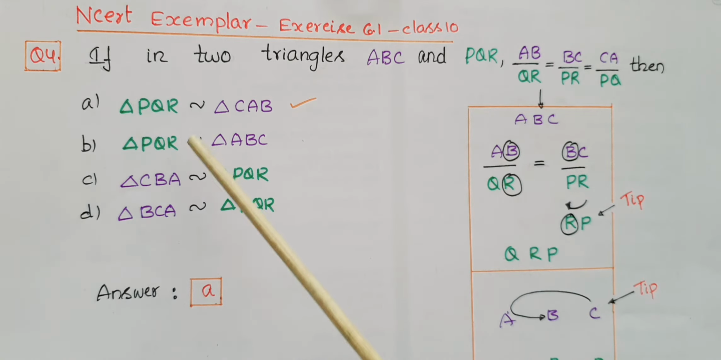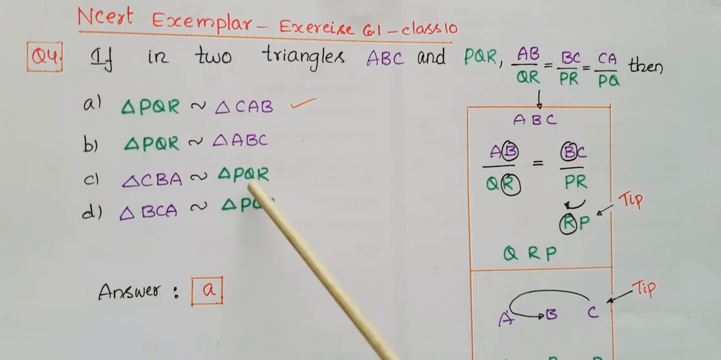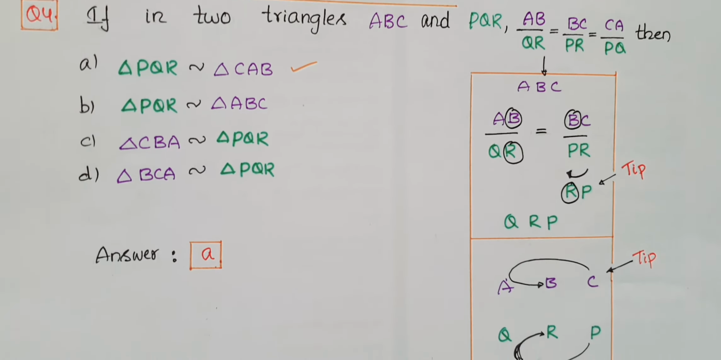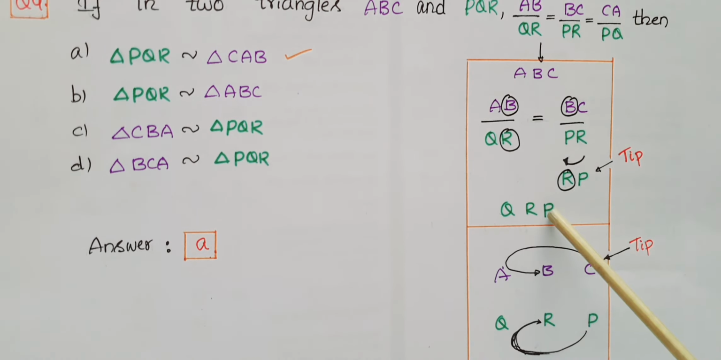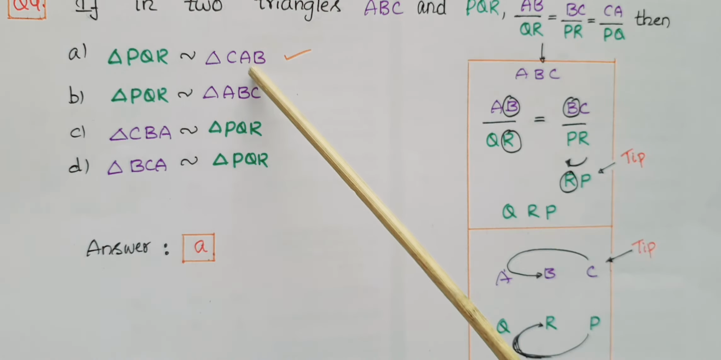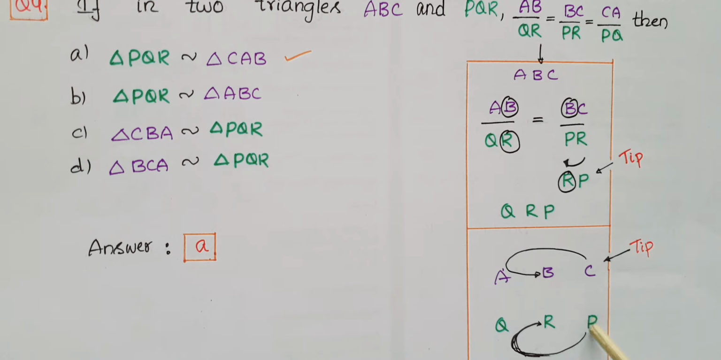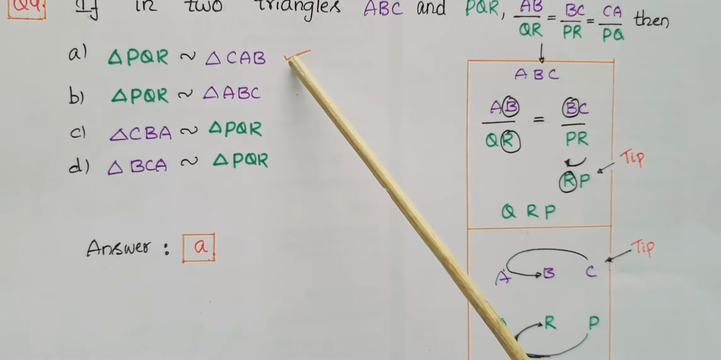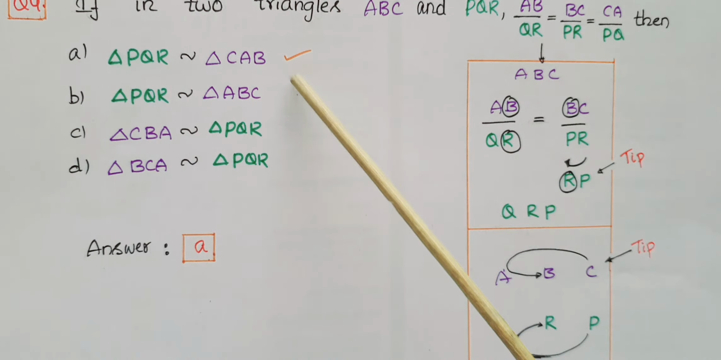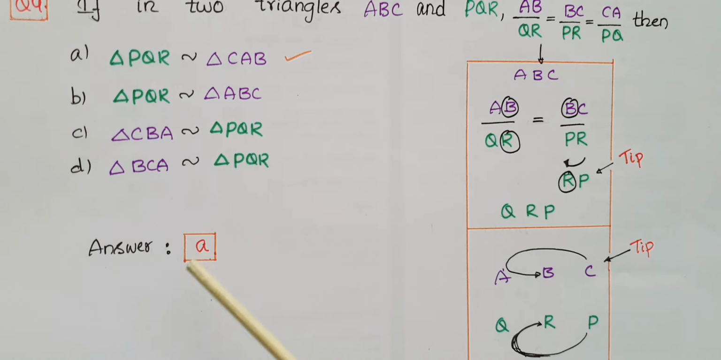Then here triangle ABC is not given. So again you have to check these options. Triangle PQR is given, so you have to write again these triangle names. ABC is similar to QRP, so again here first one is triangle PQR is similar to triangle CAB. So check here, triangle PQR is similar to triangle CAB, like this with arrow you can write. So this first option is correct. So triangle PQR is similar to triangle CAB. So the answer here is A.